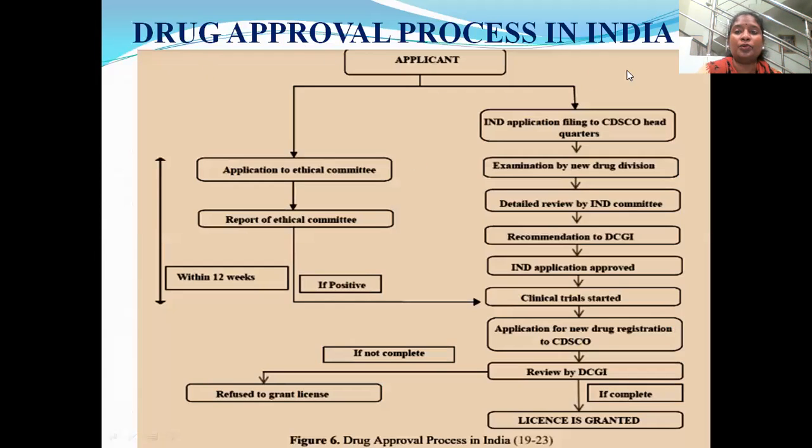So, the drug approval process in India: how does it work? First, the applicant has to apply for the IND, filing with the CDSCO headquarters. Here CDSCO is nothing but the drug regulatory authority in India. All the drugs are controlled by one regulatory authority. In India it is controlled by the CDSCO organization, and in the USA it is controlled by the US FDA organization. So in India, the drugs are controlled by the CDSCO.